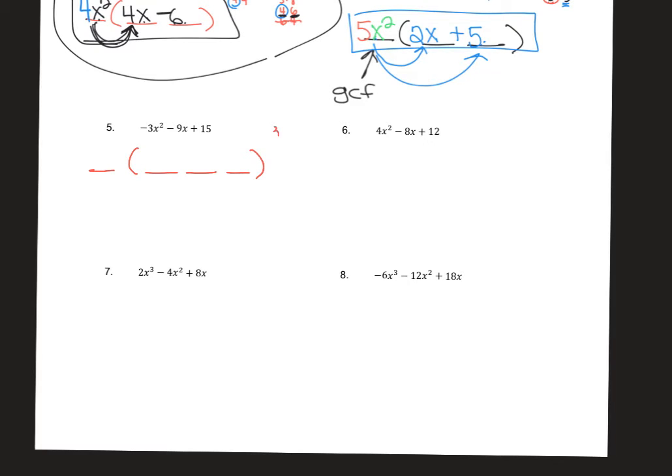Now, I have 3, I have 9, and I have 15. So 3, my only factors are 1 and 3. 9, my factors are 1 and 9, 3 and 3. 15, my factors are 1 and 15, 3 and 5. So my only common number throughout those 3 is 3. Now, if you look up here, I have 2 x's here, I have 1 x here, and I have no x there.